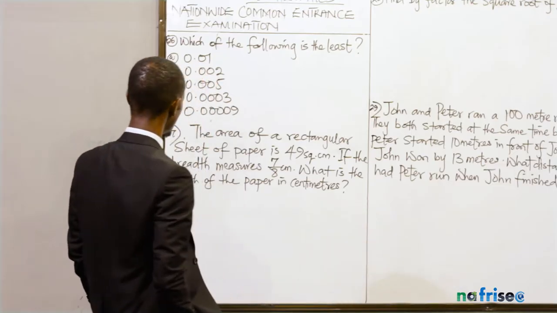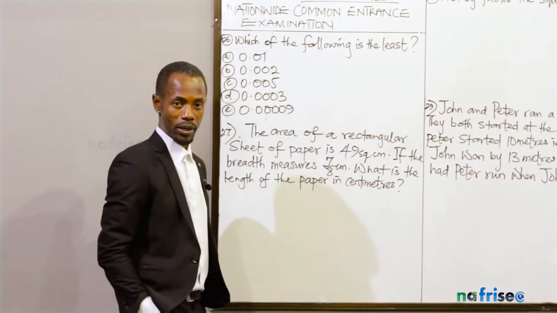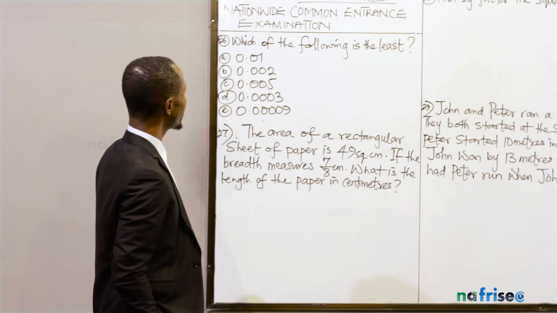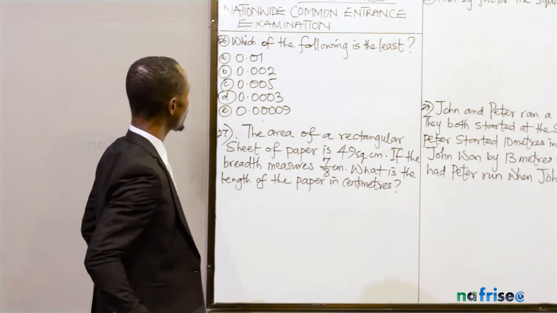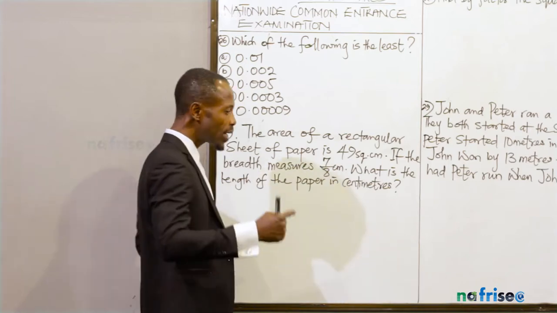So I have 26 to 32 here. So let's go through it one by one. Are you ready? In 26, which of the following is the least? When they give you which of the following is the smallest, this is how you go about it. Are you ready? To the decimal place.